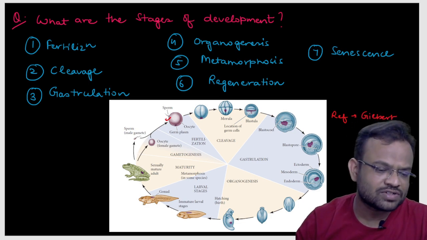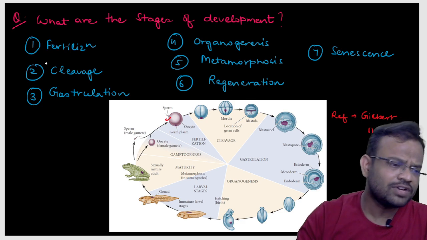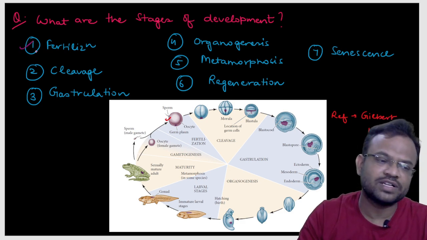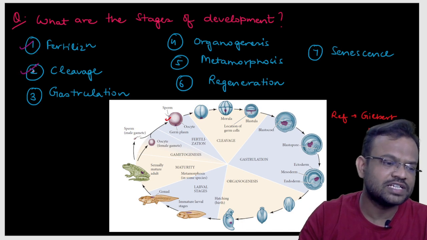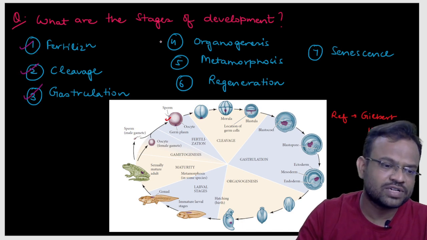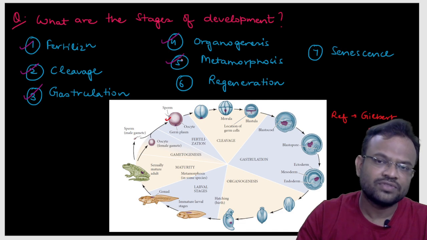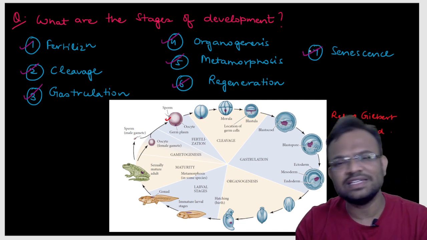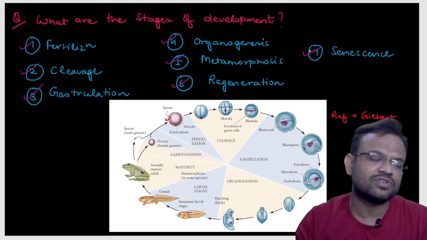So what are the stages of development? There are multiple stages. The first stage is fertilization. The second stage is cleavage. Third stage is gastrulation. Fourth one is organogenesis. Fifth is metamorphosis. Sixth is regeneration. And seventh is senescence. So these are the different stages of development.